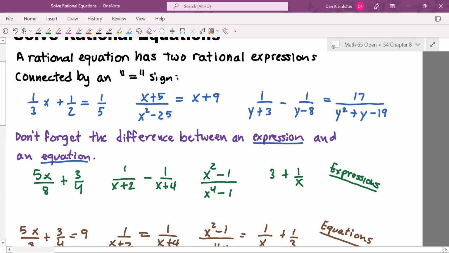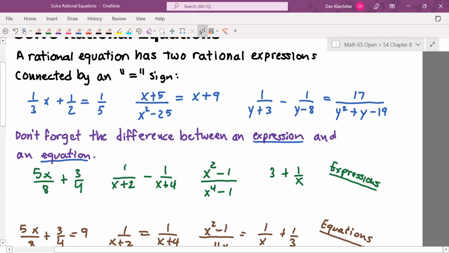In this section, we're going to be working on solving equations. So our answers are going to be numbers that make the equation true rather than just simplified expressions.